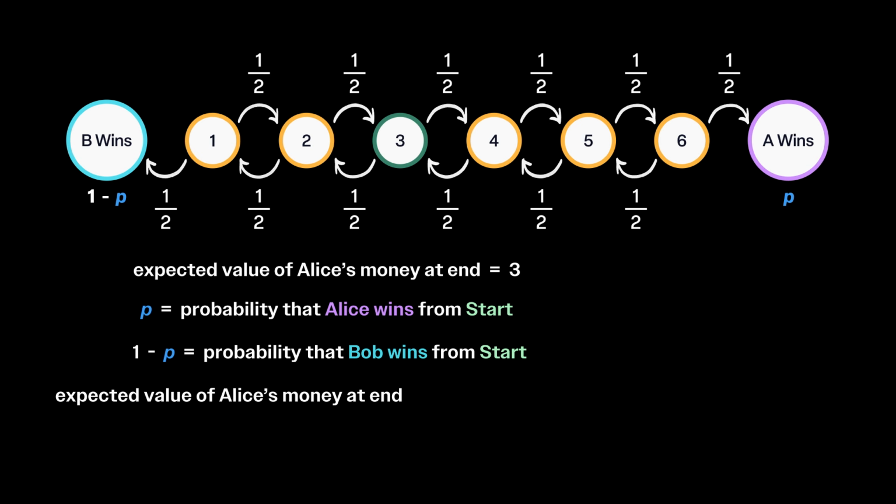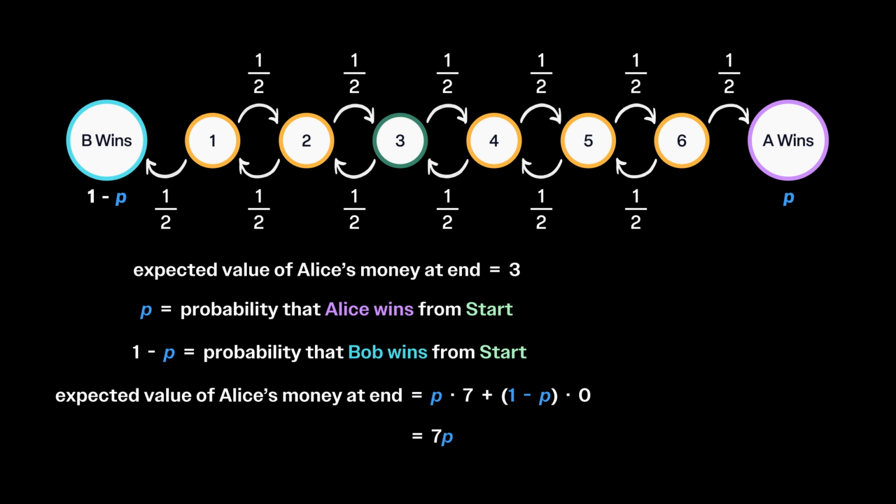We already computed the average number of dollars that Alice has at the end. Let's compute it in another way. With probability P, Alice has $7 and otherwise has $0. So here's the average amount that Alice has at the end. This expression simplifies to 7p.